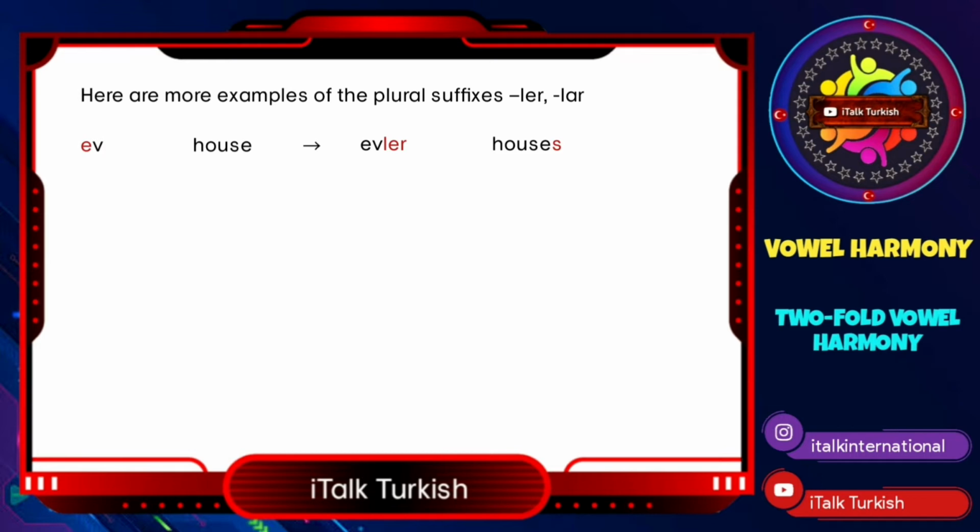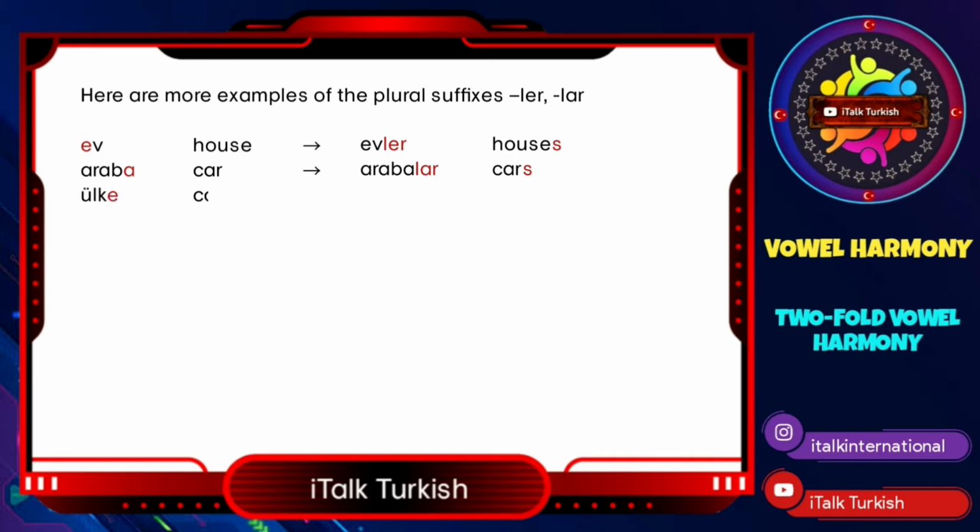Let's look at another example. The Turkish word for car is araba. The last vowel of araba is a. We will say arabalar while making it plural, because the last vowel of this word is one of a, ı, o, u.